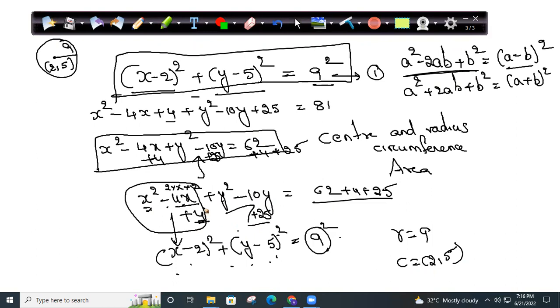So how do I know I need to add 4 and 25? Simple. Divide 4 by 2, it is 2, so add 2 square. Divide 10 by 2, it is 5, so add 5 square. Same on the other side: 2 square and 5 square. So this is (x minus 2) whole square plus (y minus 5) whole square equal to 9 square. Let me do some 3-4 questions.